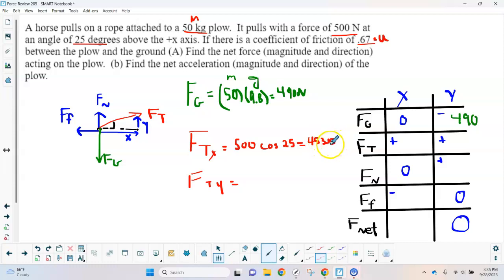If you round it to 453, that's fine. I went out a couple more digits, so I'll just be consistent so that I get the same numbers again: 453.15. Then in the y, really similar work: 500 sine of 25 degrees. Remember, it's always the cosine or sine of an angle. So the pull in the y, I got 211.3.